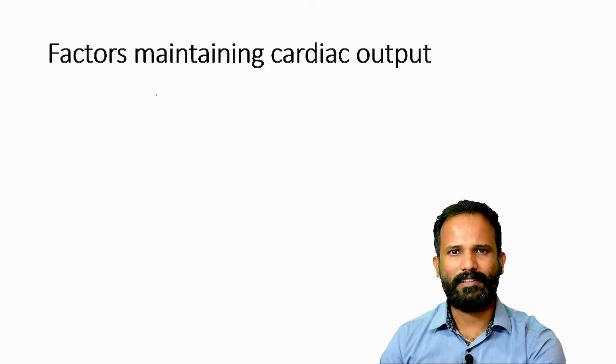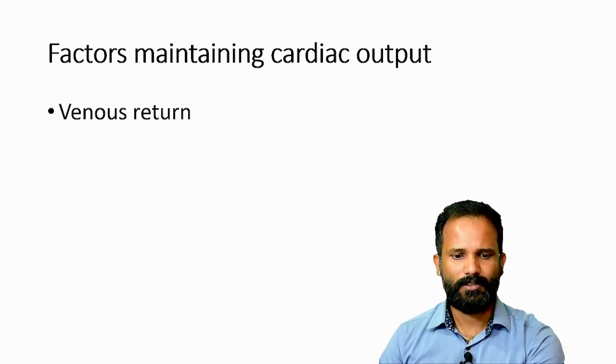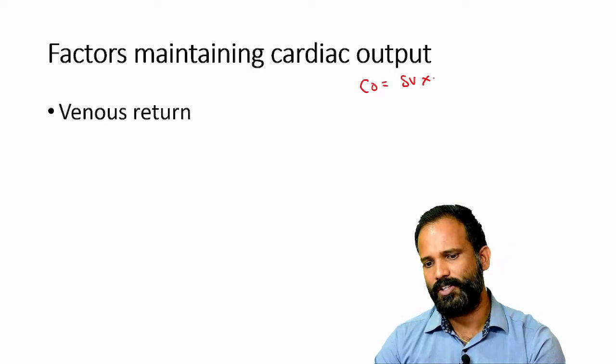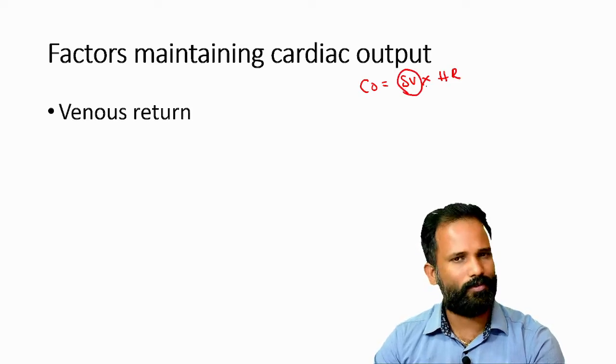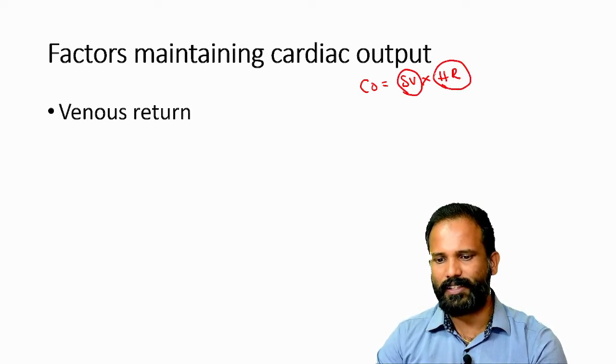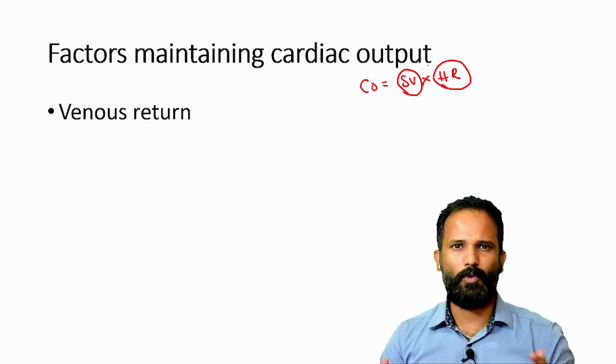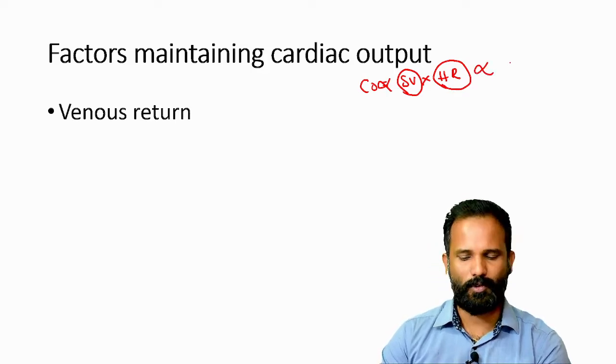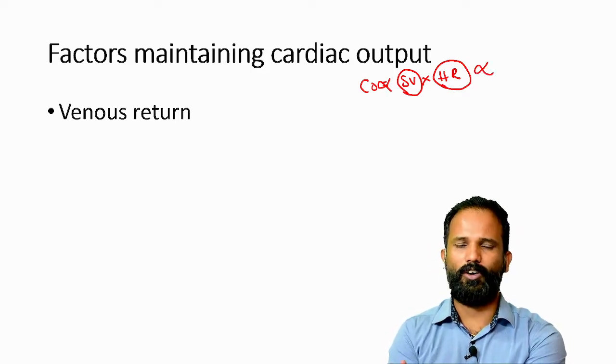Now coming to the factors maintaining cardiac output. By definition, cardiac output is equal to stroke volume into heart rate. So we look at the factors affecting stroke volume and the factors affecting heart rate. If stroke volume is more, cardiac output is also more directly. Similarly, if heart rate is more, cardiac output is also more.